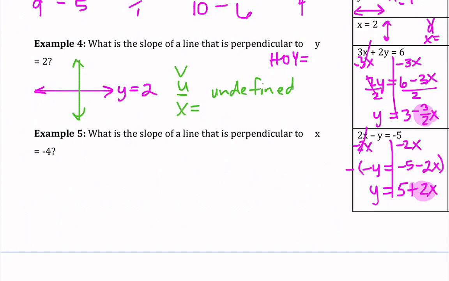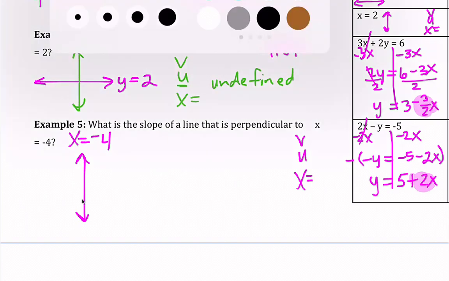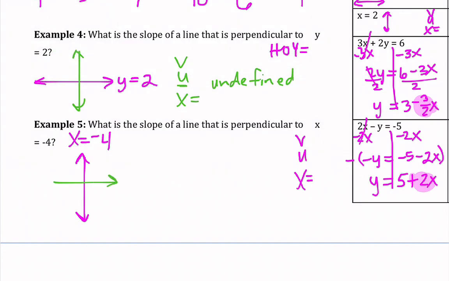All right, similarly, on example 5, it says, what is the slope of a line that's perpendicular to x equals negative 4? So y's are missing, so that's one of the strange ones. So x equals, if it's an x equals equation, it's going to be a vertical line. So x equals negative 4 is a vertical line. So if I want a line that is perpendicular to a vertical line, I would need to draw a horizontal line. And the slope of a horizontal line is 0.